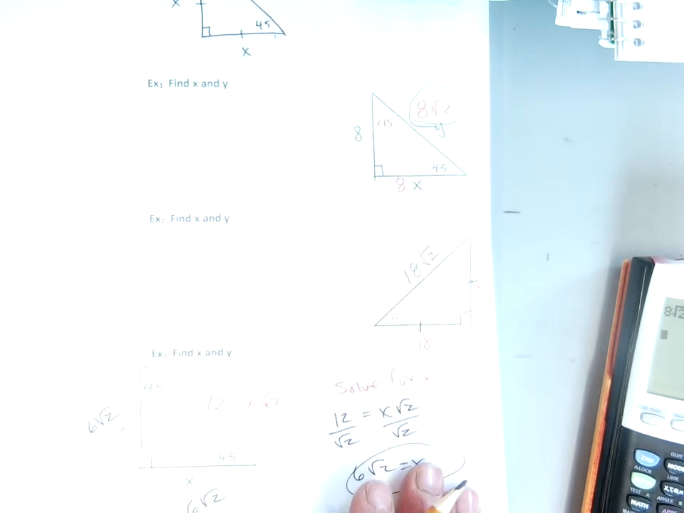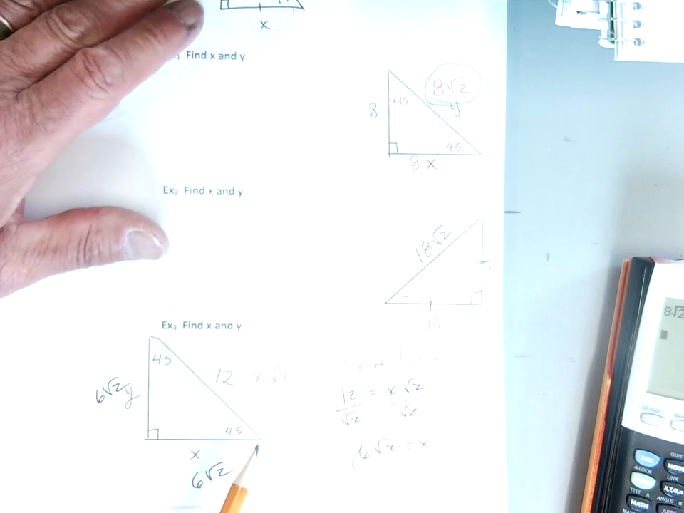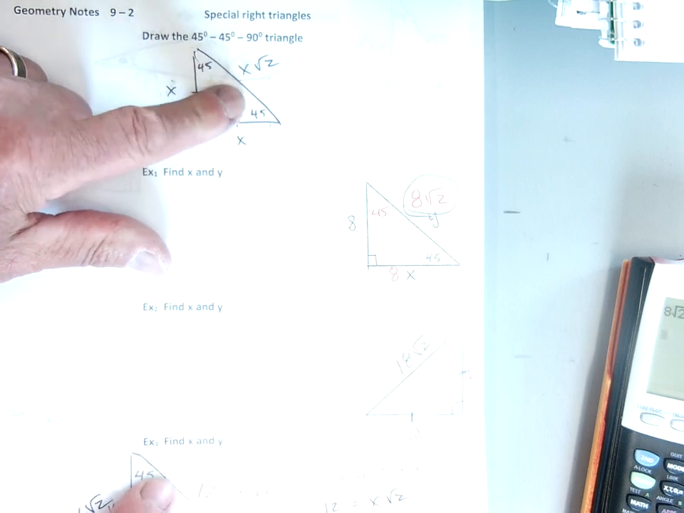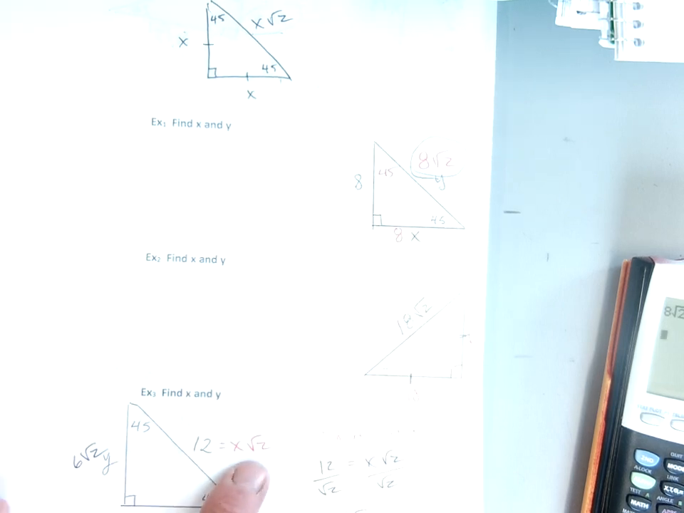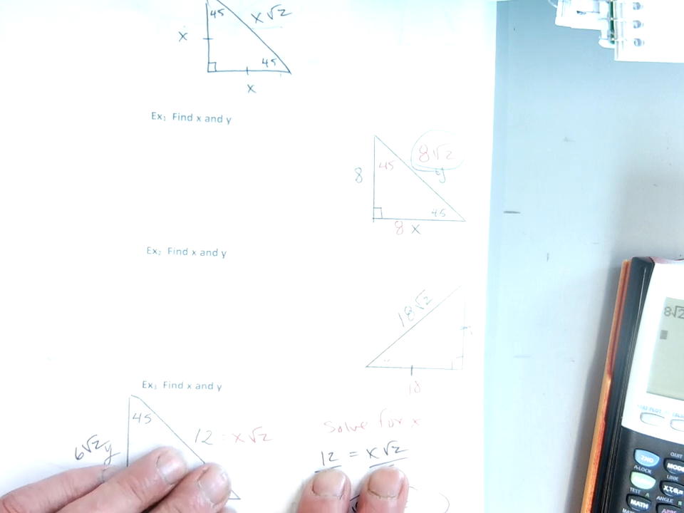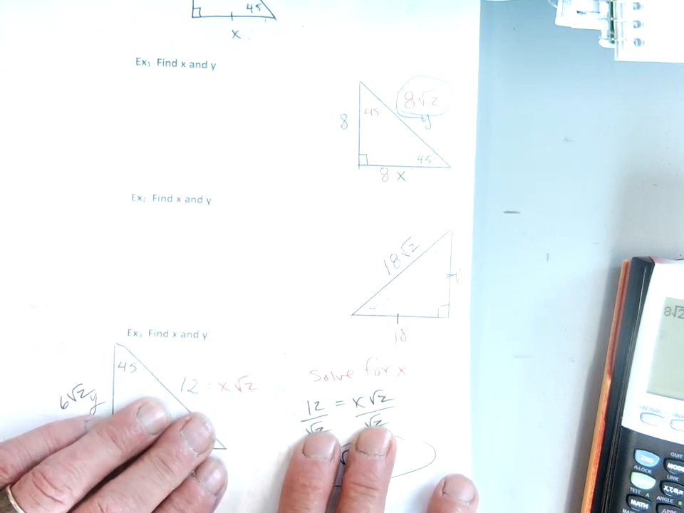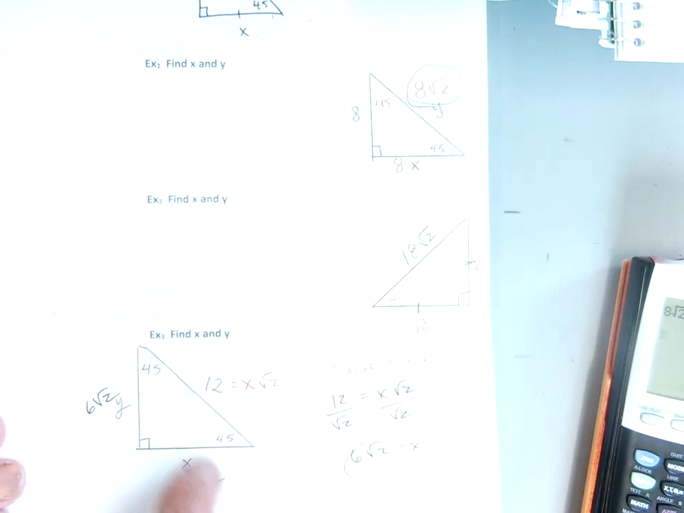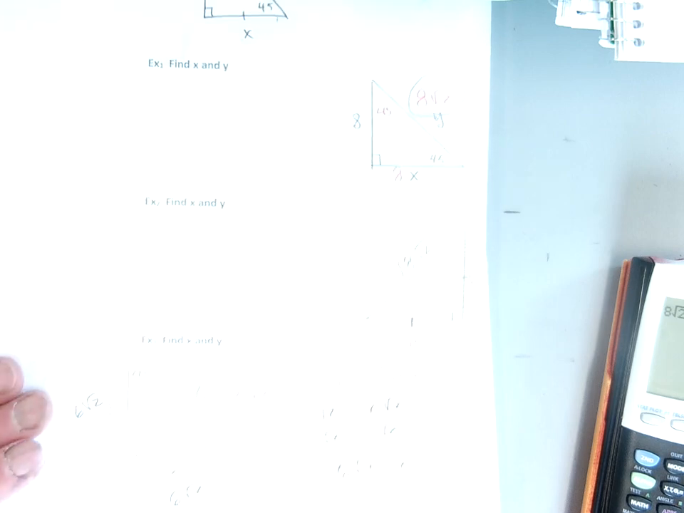Now example 3 is a little bit unique because right here we should have x square root of 2, but it's a 12. So the 12 is sitting where the x square root of 2 is. If we need to find x, we just solve. I set 12 equal to x square root of 2, and to solve for x, I divide by the square root of 2, divide by the square root of 2, and 12 divided by the square root of 2 is 6 square root of 2. So these two sides are 6 square root of 2, 6 square root of 2. Okay? Now, let's turn to the back.